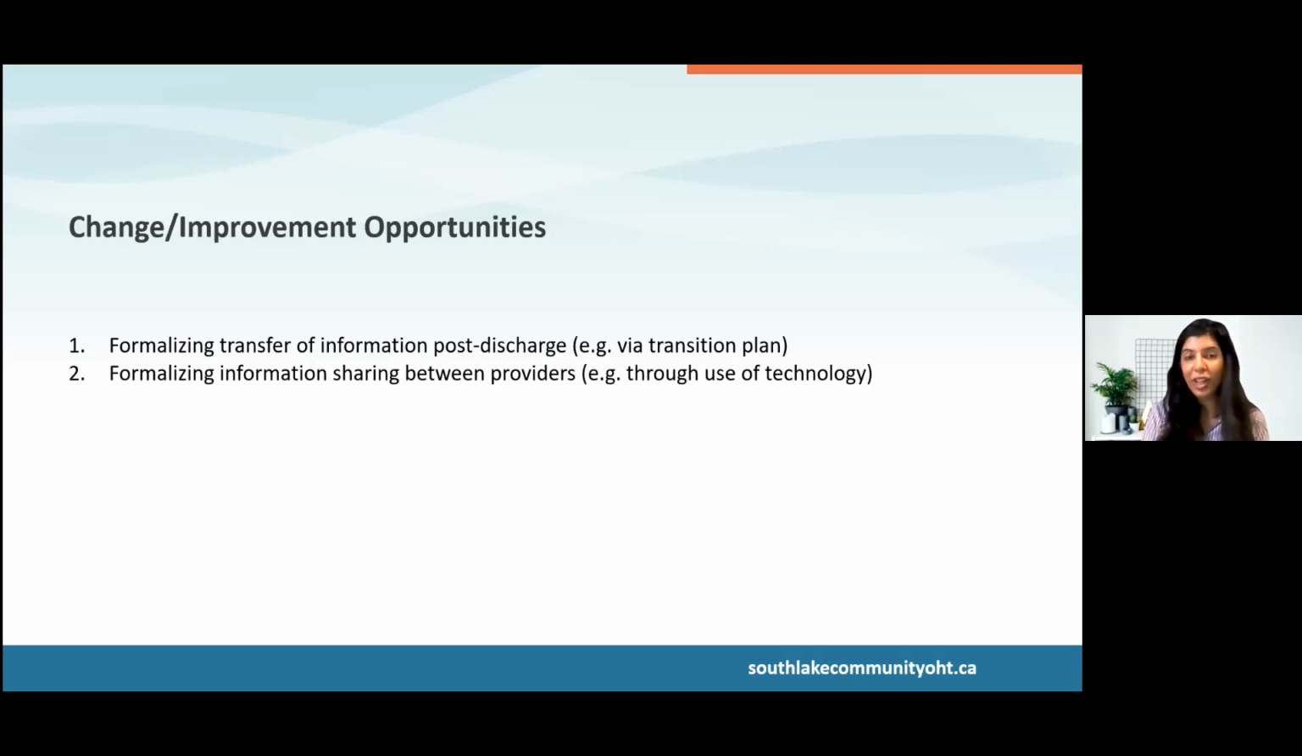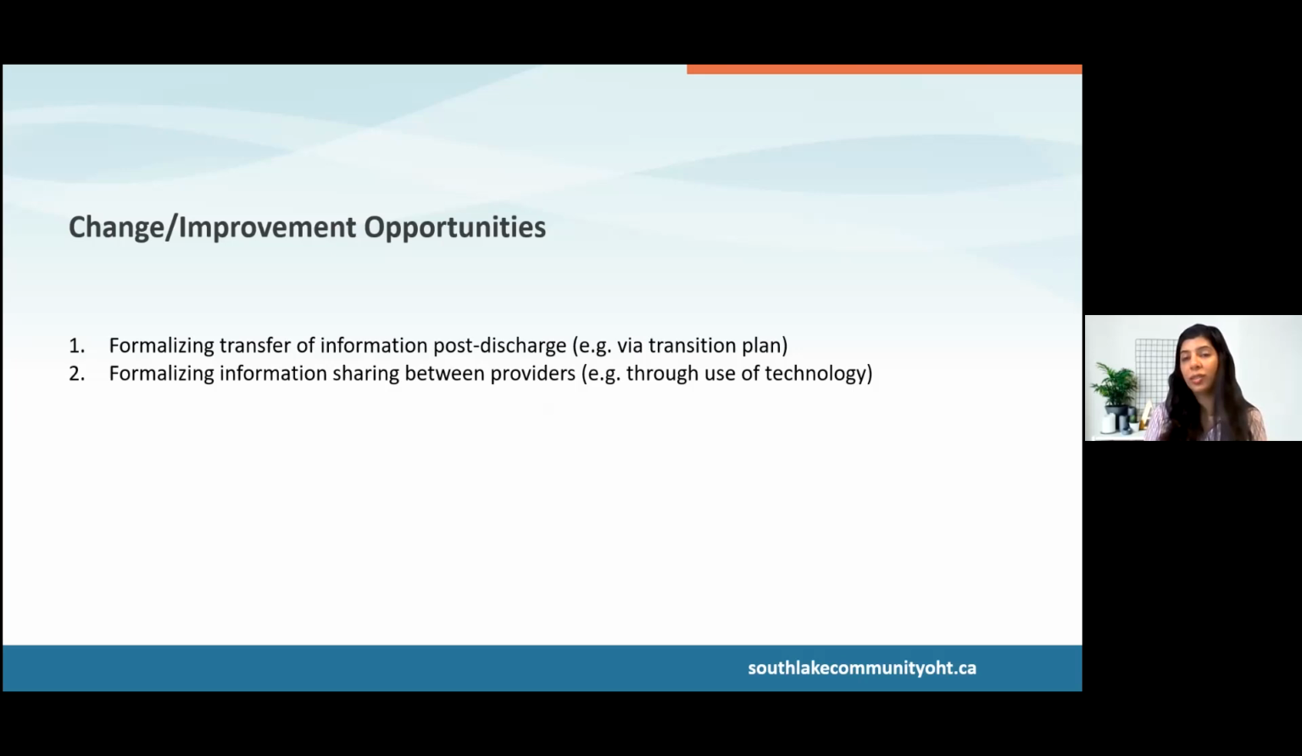we summarized all of these challenges to our working group members, and the individuals that we interviewed were brilliant. I think they're all working very hard to create a lot of improvements, and they suggested a long list of 15 change and improvement opportunities. We took a vote, and we landed on 2 big areas that we want to focus on right now for our initial tests of change. The first is formalizing a transfer of information post-discharge, for example through transition plans for all clients. And the second is formalizing information sharing between providers, for example through the use of technology.